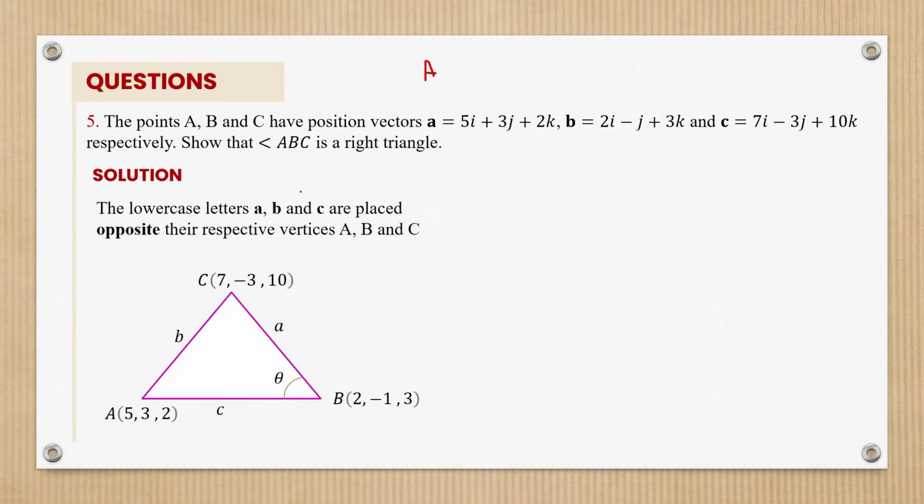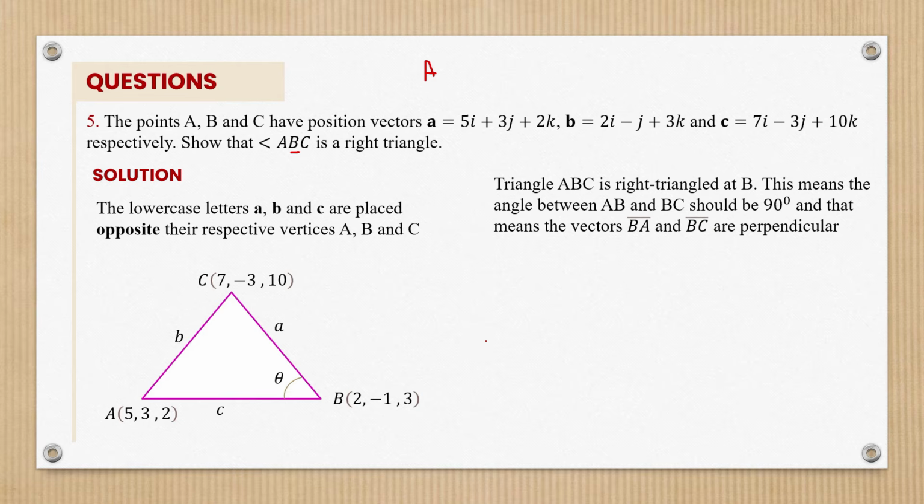According to the question, we're being asked to show the angle at A, B, C. So that means the angle at B is a right angle. So we're being asked to show that the angle ABC is a right angle. So we are assuming that at B we're going to have 90 degrees for theta. So the assumption is that triangle ABC is right-angled at B. So it means that the angle between AB and BC should be 90 degrees. And now remember that from dot product, this means that the vectors BA and BC are perpendicular.